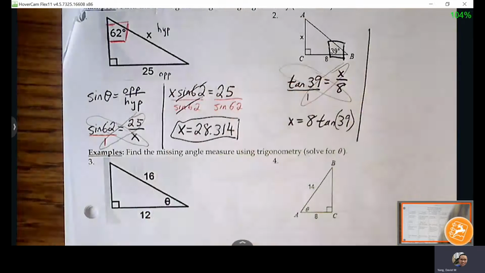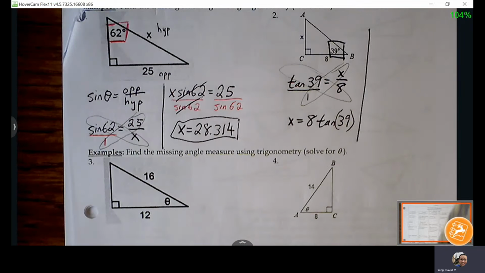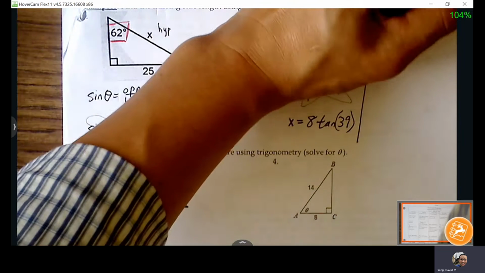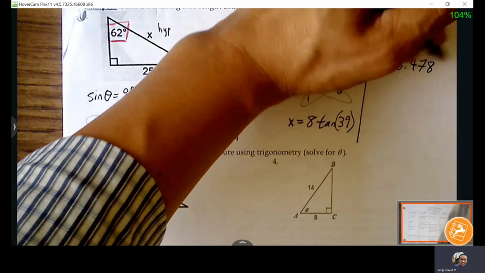So if it helps, you may want to always put a parentheses around the trig function as a reminder that they are connected, and not only that, that 39 is inside that tangent. Tangent is not a standalone. Okay, so 8 tan 39, we solve for x, we get 6.478. Do you guys get that as well?